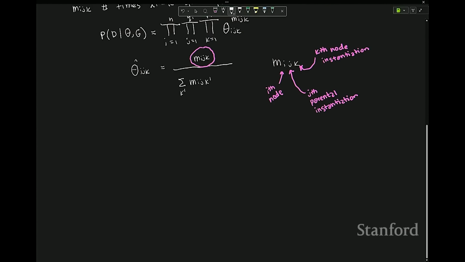And so one other method we have available to us that addresses some of these limitations is Bayesian parameter learning.